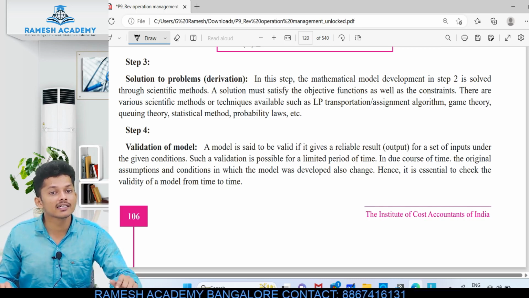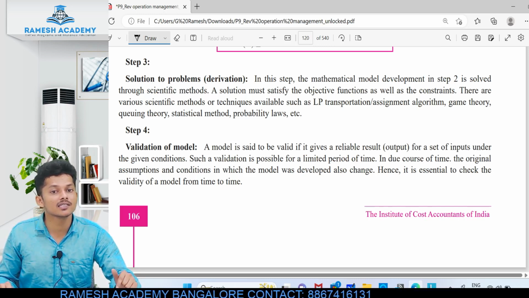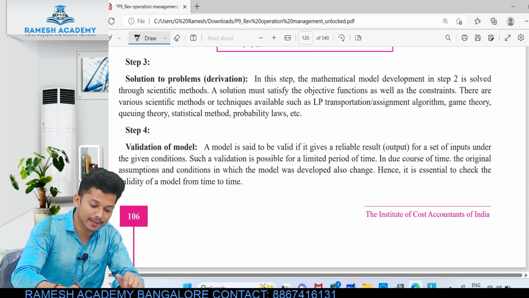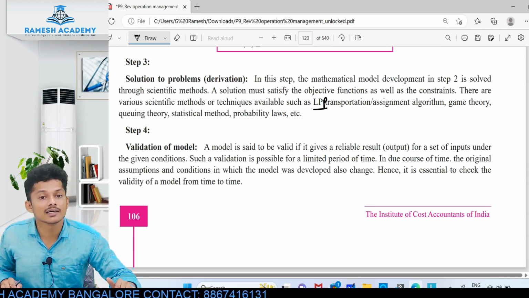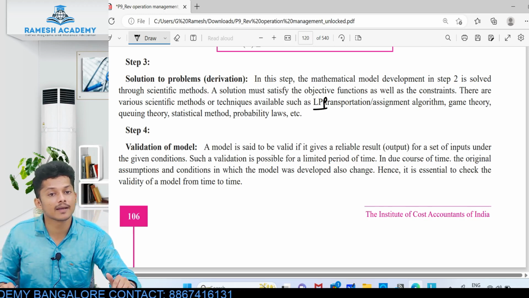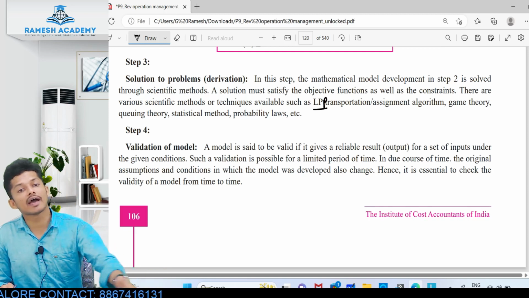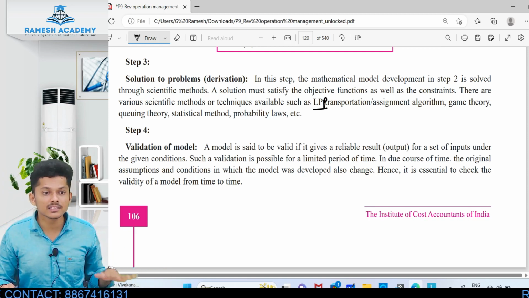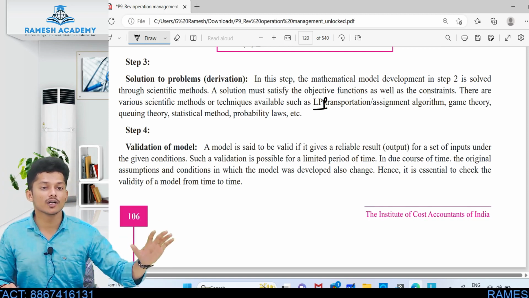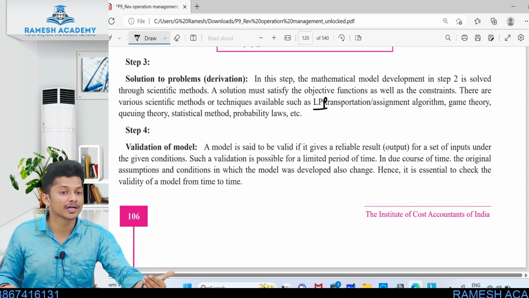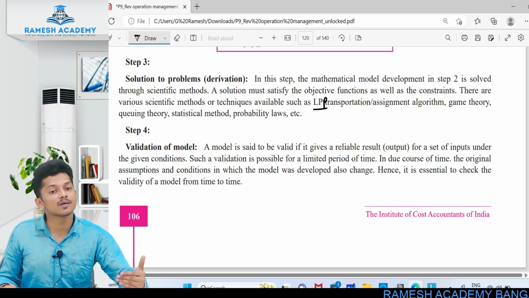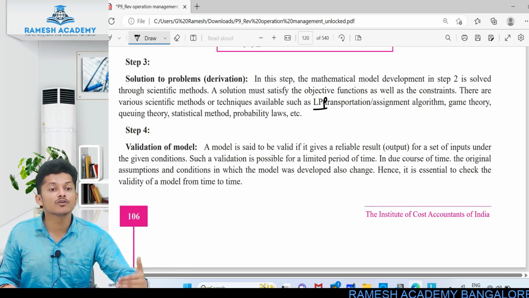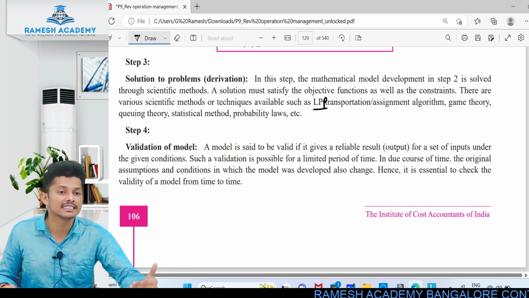So there are various scientific methods or techniques available, such as LPP. This is LPP, linear programming problem, LPP means. Okay, and then transportation, assignment, algorithm, game theory, queuing theory, statistical method, probability laws. So these are the various methods with which we can solve the models, or the problem which we have formulated in step 1, right? And step 2, what did we do? We had just discussed the models, and in the third step we have to derive the scientific methods, which is it.